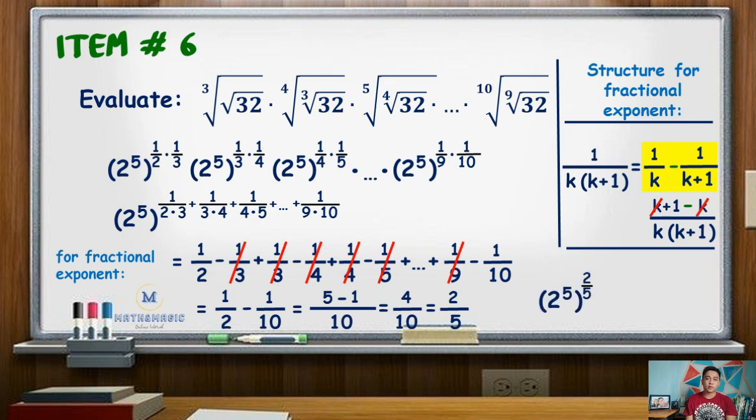Setting that as the exponent of the base, 2 raised to 5, we will have the quantity 2 raised to 5, raised to 2 over 5. Applying the power of a power rule, we'll now have 2 squared, or simply 4. Hence, the product of these radicals is positive 4.